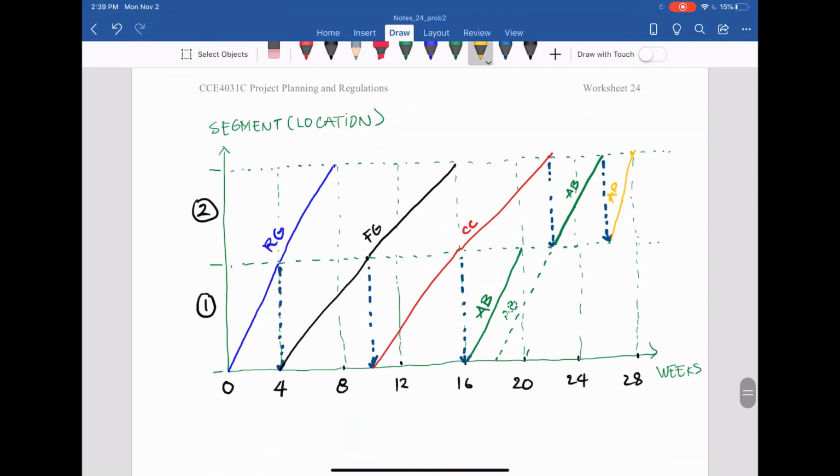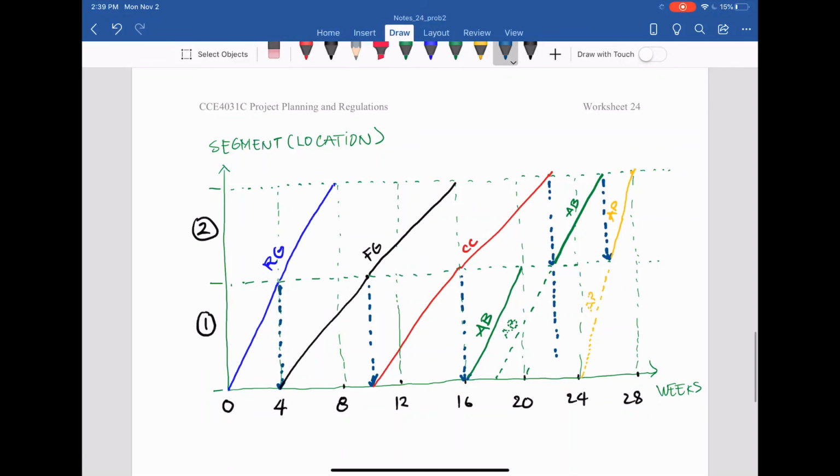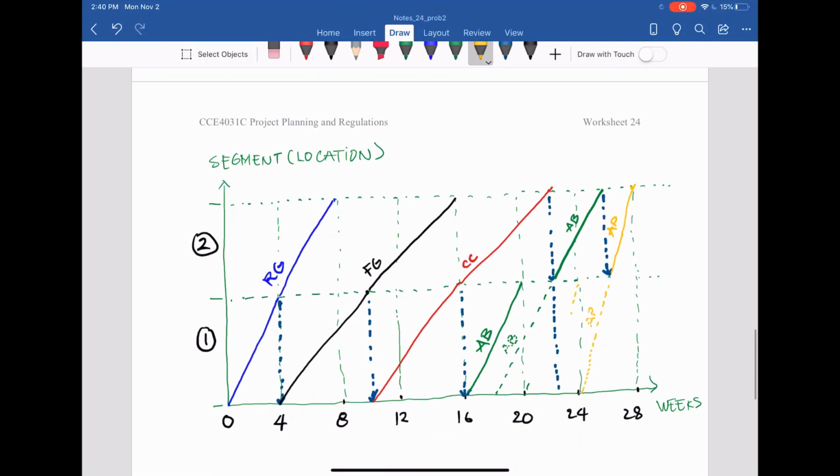Because the total is 4 weeks, it's 2 weeks each. If you want to do continuous, then on segment 1, you can start at week 24. So that is asphalt pavement for segment 1. If you want to do it as soon as possible, then you can start this asphalt pavement after finishing the previous asphalt pavement. You can start this one here. So that is asphalt pavement.